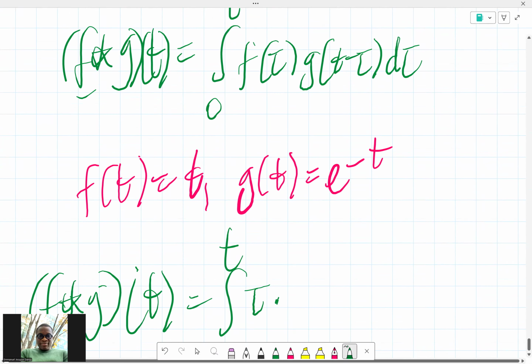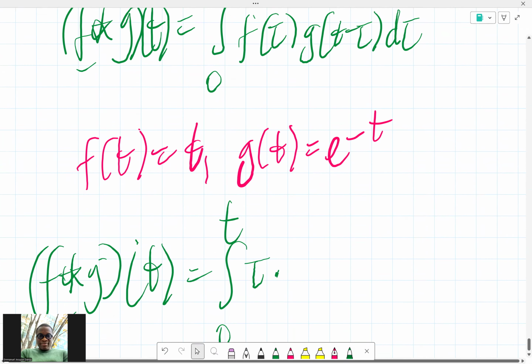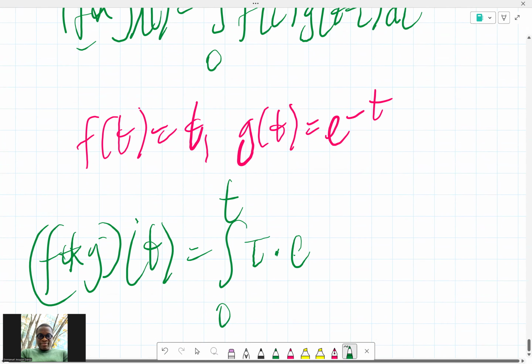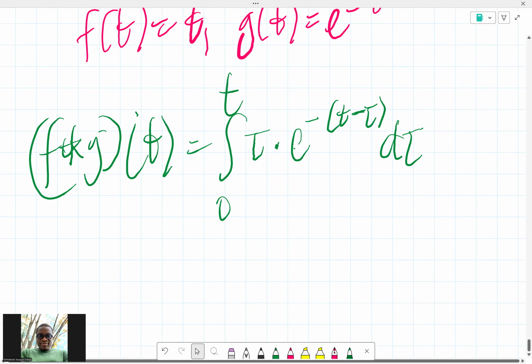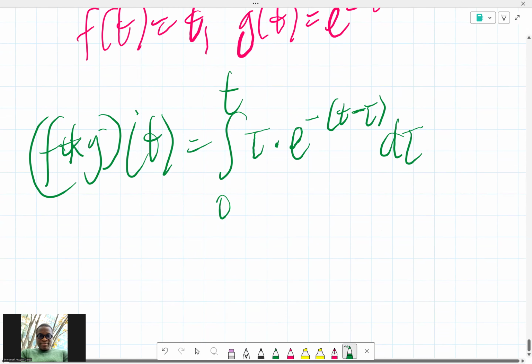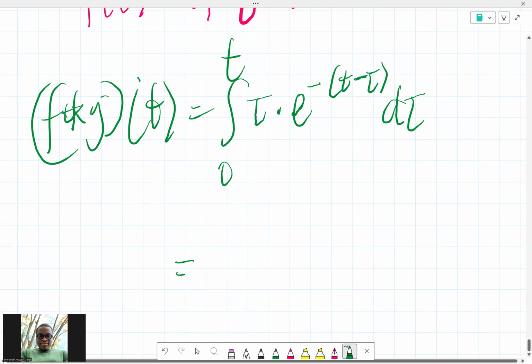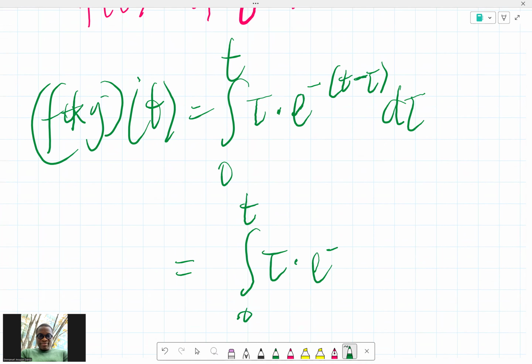If g of t is e raised power minus t, then g of t minus tau will just be e raised power minus t minus tau d tau. So that's what we have there. And since we are integrating with respect to tau now, we can proceed like this. We have the integral from 0 to t. Tau is the variable we are working with, so tau times e raised power minus t times e raised power minus tau.